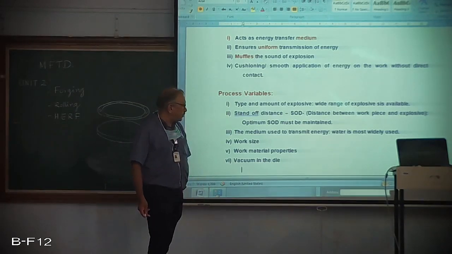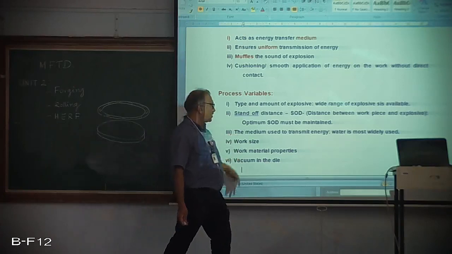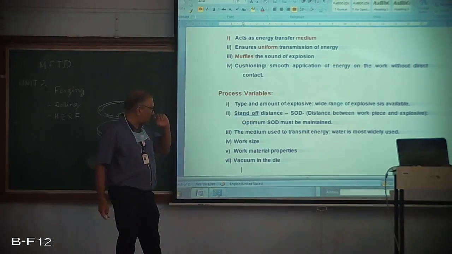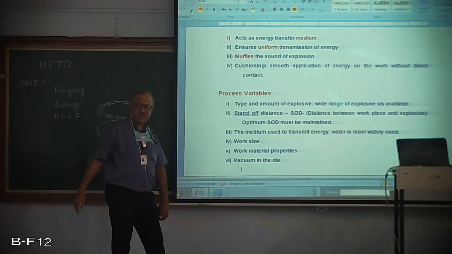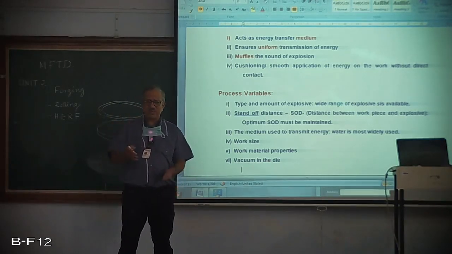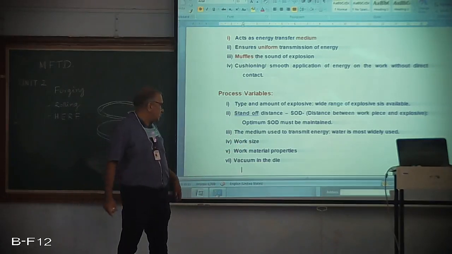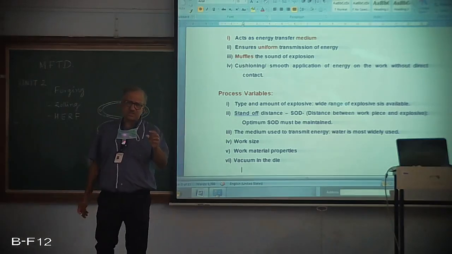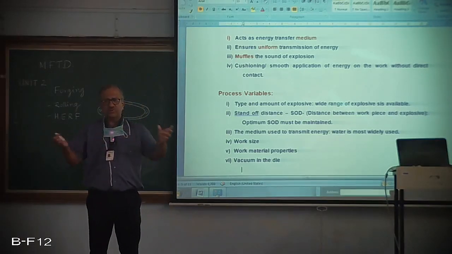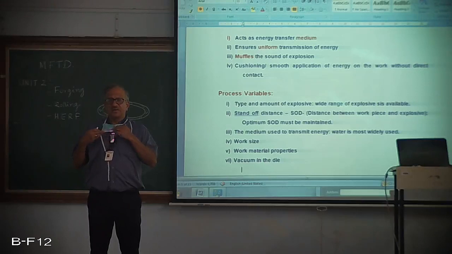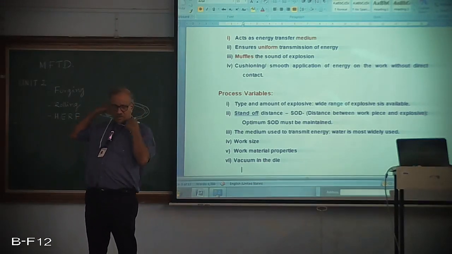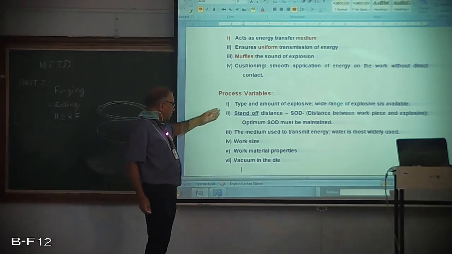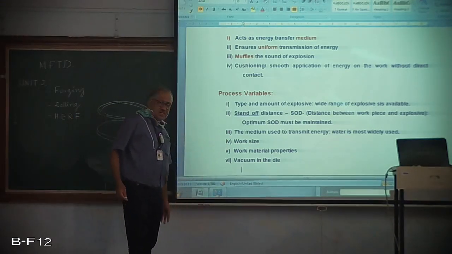Next process variable important is the medium to be used. Water is used, no doubt, but again it is an important parameter. What is the water quality and how much water is there? What is the volume of the tank and so on. The work size of course is important. If the workpiece is very thick and very large, then definitely it would require more amount of explosive and so on.